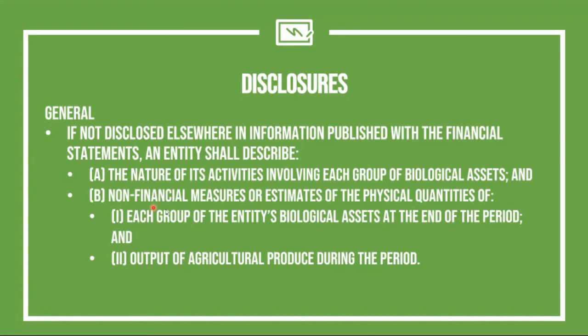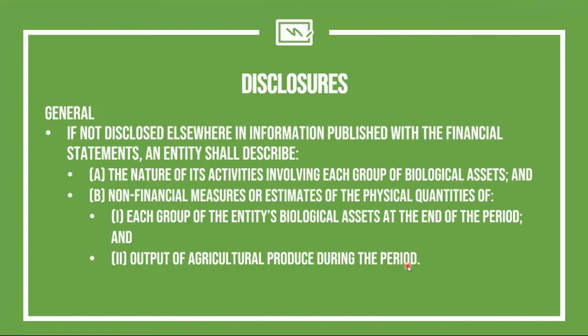Letter B, non-financial measures or estimates of the physical quantities of each group of the entity's biological assets at the end of the period and output of agricultural produce during the period. So you need to give the physical measures. When you talk about non-financial measures or estimates, if you're talking about animals, you need to count them. If you're talking about plants, you need to give the specific square meters or the size of the plantation that you have for the plants or for the trees.